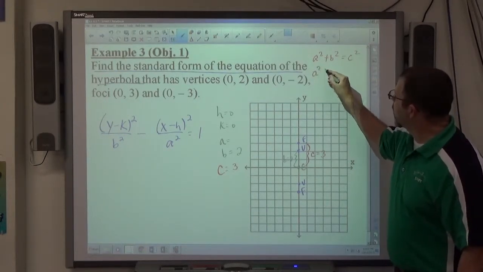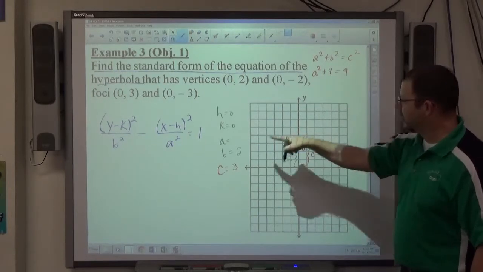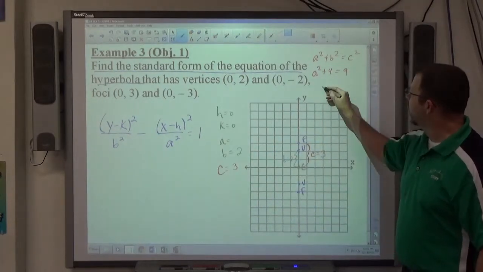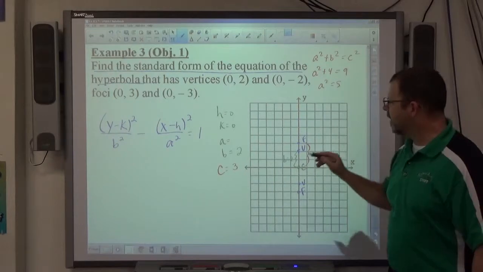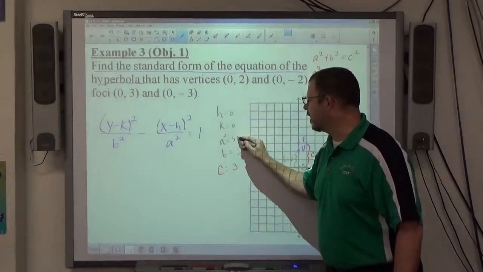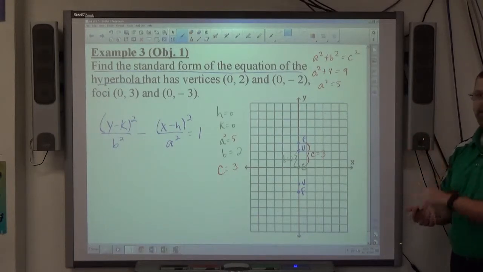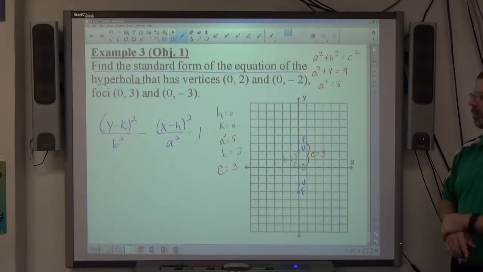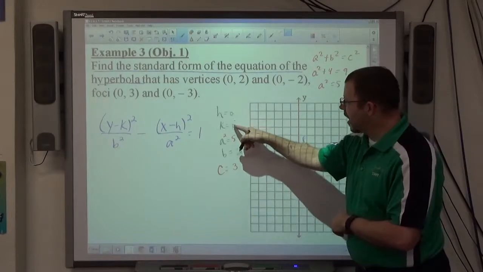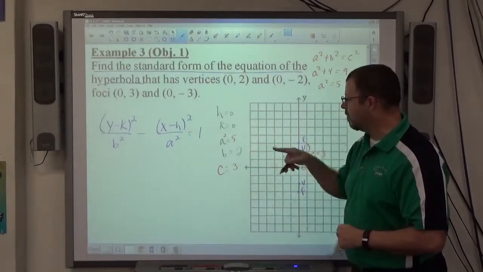So a² plus 4 is equal to 9, squaring 2 and squaring 3 for b and c. So a² is equal to 5. And again, if I can figure out a², that's fine because that's what goes in the formula anyway. I just identify it that way so when you actually start writing your answer out, you put the right numbers in the right spots. So h and k are both 0, a² is 5, b is 2.